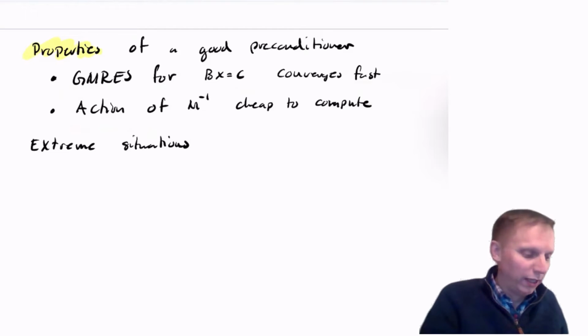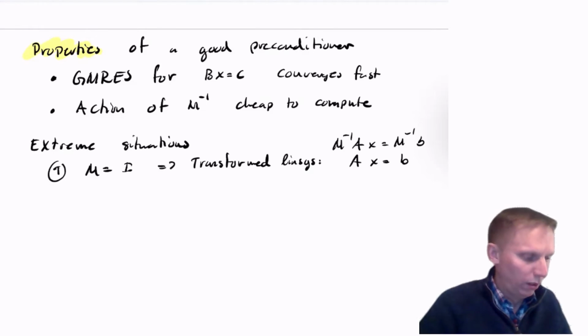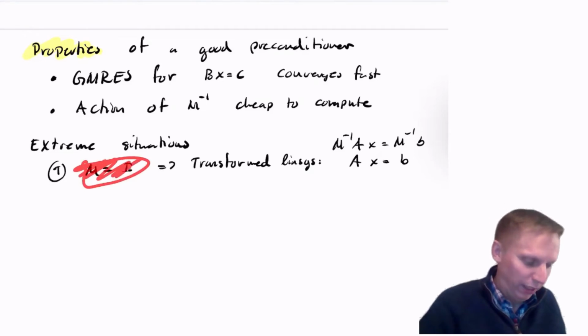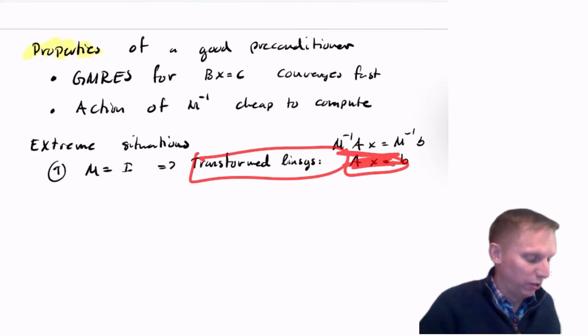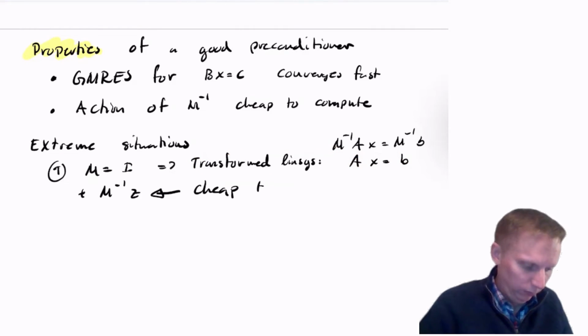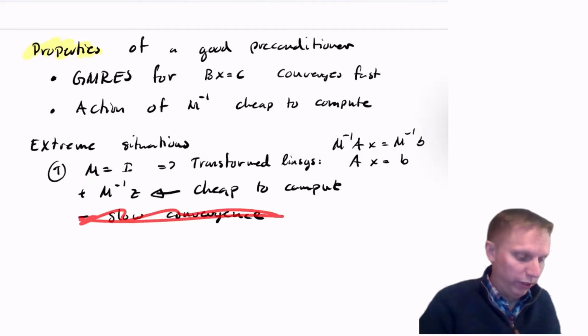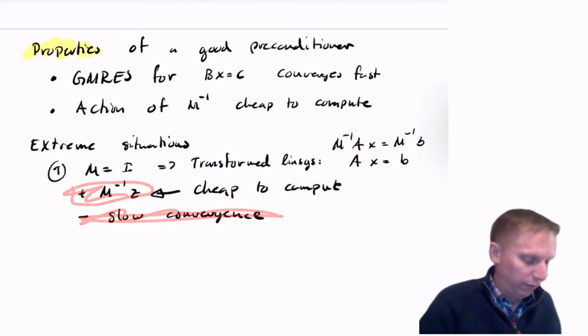Let's look at two extreme situations and try to find the balance between these two. Let's first just take M equal to the identity matrix. This doesn't actually transform the problem, so the transformed problem is just equal to the original problem. It will typically have slow convergence, but the nice thing is that the application of the preconditioner doesn't cost anything. So we have a super cheap preconditioner, but slow convergence.